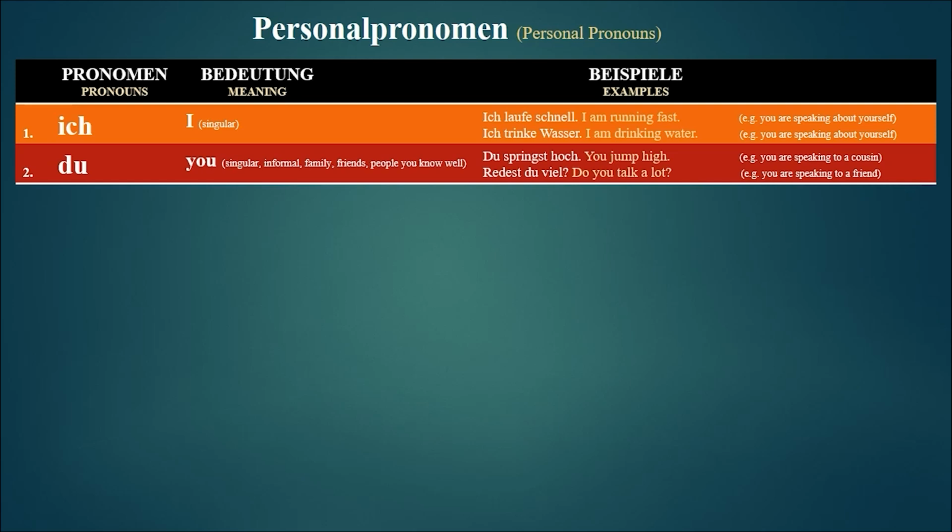At number 2, we have du. Now, this du is for one person. You are referring to someone, but take note, this is singular and informal. When we say informal setting, we are talking about family, friends, people you know very well, people you are familiar with. So you have: du springst hoch, you jump high. And probably this is when you are speaking to a cousin, for instance.